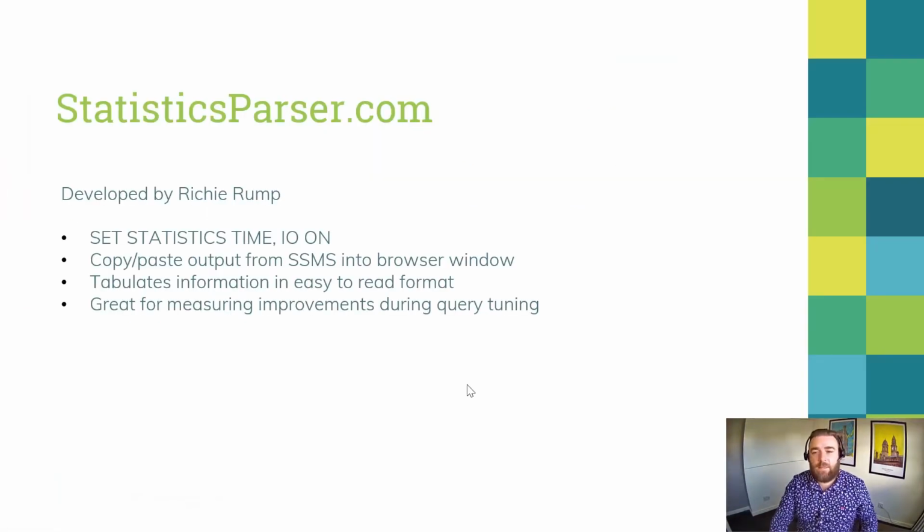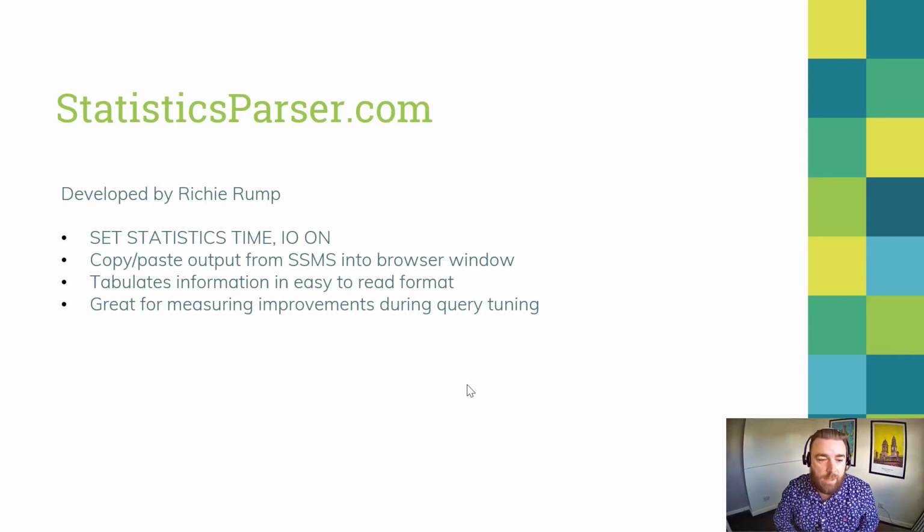The next thing I'd like to talk about is statisticsparser.com. It's extremely useful for query tuning. Now, whenever you're running something in Management Studio, you can set statistics time, IO on, and that is going to let you know how much IO has been used and how much CPU and duration, etc. are used for the queries that you're running.